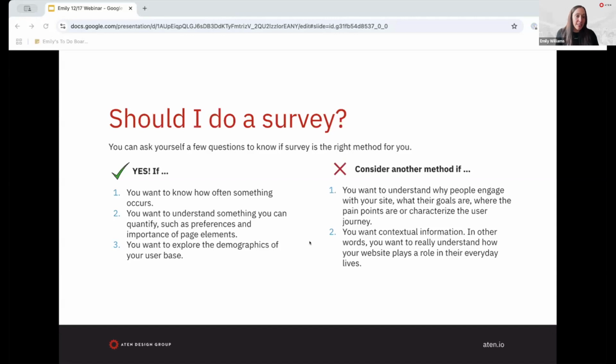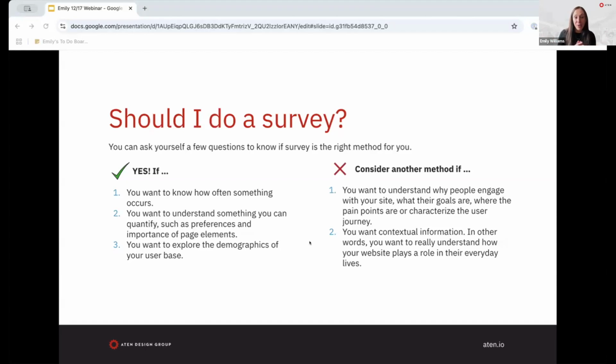And I think with surveys, there's a temptation to do them because it feels like you can get a lot of data really quickly. And they're a great method, but they're not appropriate in all cases. So a few questions you can ask yourself if it's the right move to do a survey. One, you want to know how often something occurs. Maybe you want to understand something that you can quantify, such as preference, order of importance of certain page elements. Or maybe you just want to understand the demographics of your user base in a way that analytics can't give you. Those are all great opportunities to use a survey.